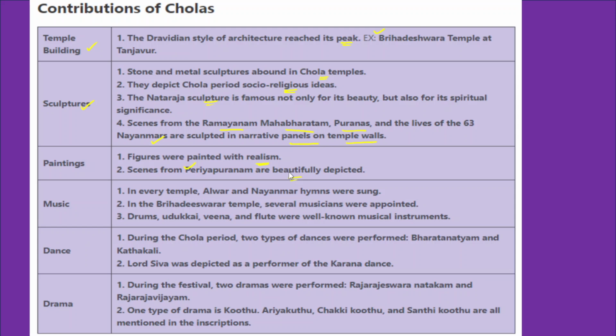Music also became popularized. In every temple, the Alwar and Nayanmar hymns were sung. Alwars and Nayanmars were different Vaishnavite and Shaivite sects, and these hymns were sung across these temples. The Tanjavur Brihadeshwar temple had several musicians who were appointed by the Chola rulers. Musical instruments like drums, udukkai, veena and flute were very well known during Chola times.